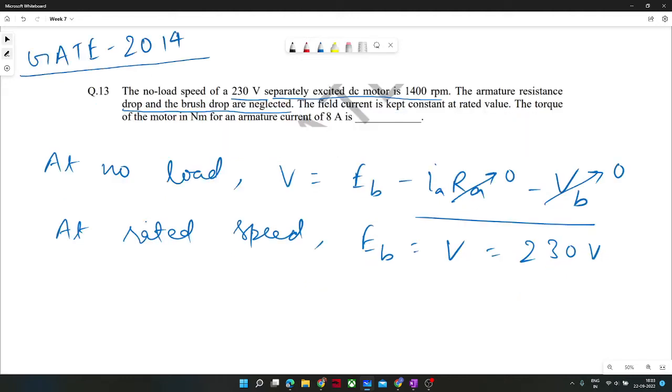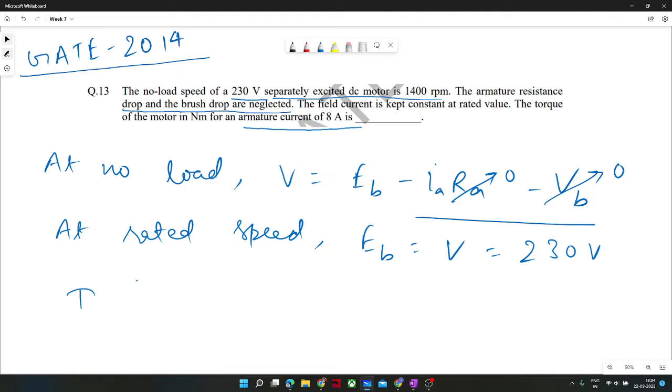And if I move further, the field current is kept constant, which we have also interpreted. The question asks for the torque of the motor in Newton meter for an armature current of 8 ampere. So what will happen when an armature current of 8 ampere flows? Basically this is the question. Now, to calculate torque, there is a relation between torque and power in terms of speed. Since we know the speed and the back EMF, we should relate torque and power with respect to speed.